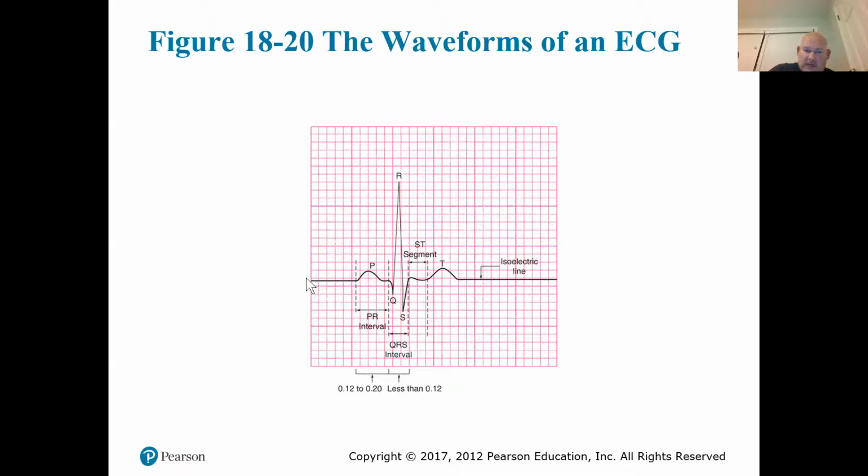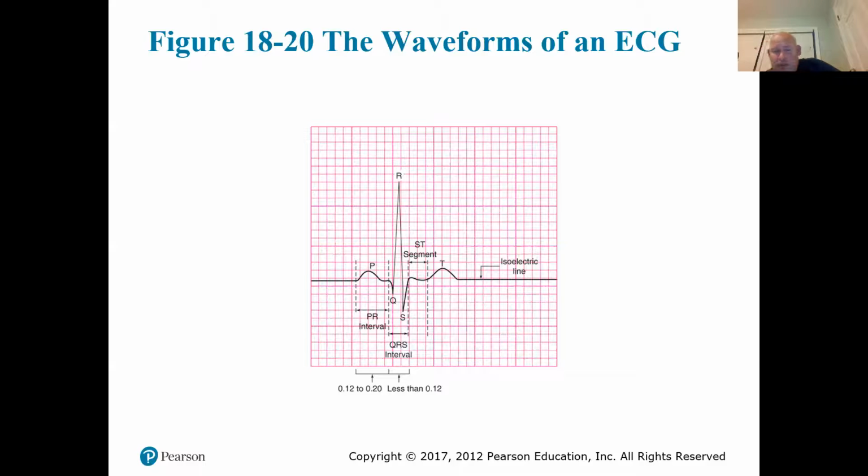Each one of those little boxes in the row going across is 0.04 seconds. And each one of those bigger, bolder boxes is 0.2 seconds because it's 5 of the little boxes. So those are the time measurements. We're looking at 0.04 and then 0.2 for the big box.